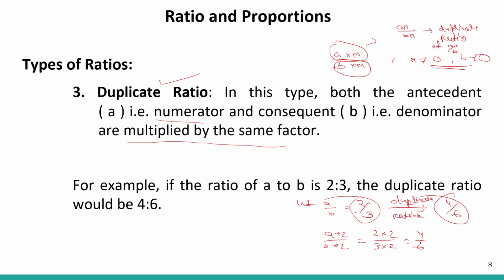So let's see what duplicate ratio is. Duplicate ratio was nothing but, if you are given A by B or A is to B, then you multiply with a non-zero constant, that is M, let's say. So AM is to BM is called the duplicate ratio of A is to B. So we multiply something to the antecedent or numerator and the consequent, that is the denominator, by the same factor. So for example, 2 by 3 is actually duplicated to 4 by 6. So 4 by 6 is the duplicate of 2 by 3.